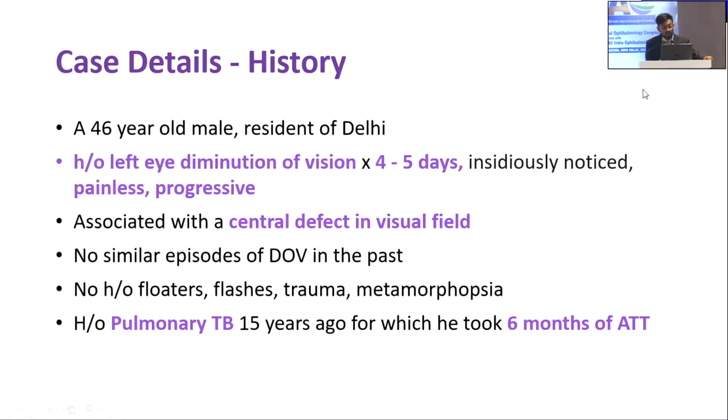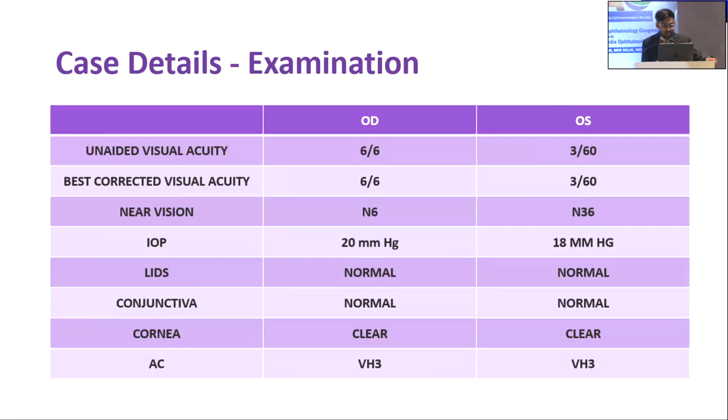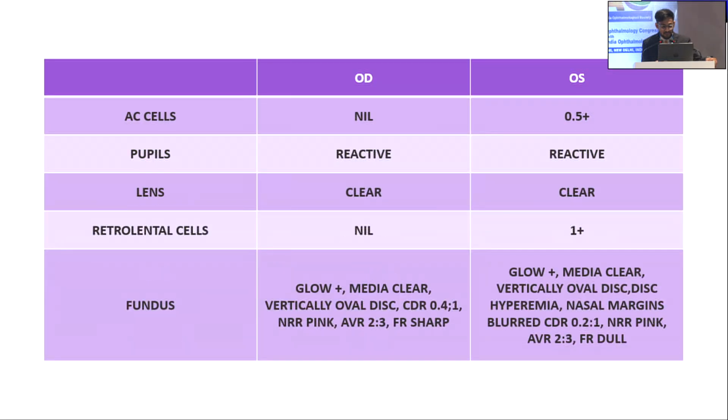Presenting a 46-year-old male with left eye painless progressive diminution of vision for the past 4 to 5 days associated with a central defect in the visual field. There were no similar episodes in the past and the patient had a history of pulmonary TB in the past. On examination, the right eye anterior segment was within normal limits and the left eye best corrected visual acuity was 3/60 with a few AC cells and retrolental cells present.